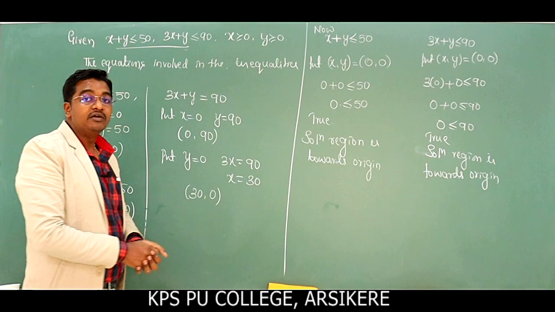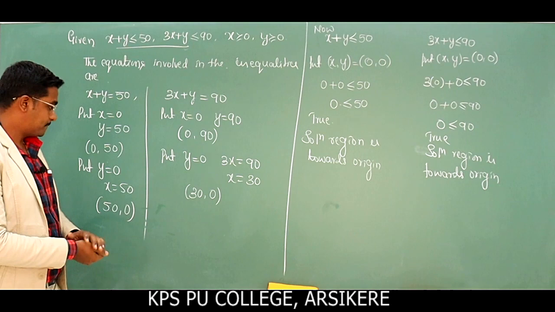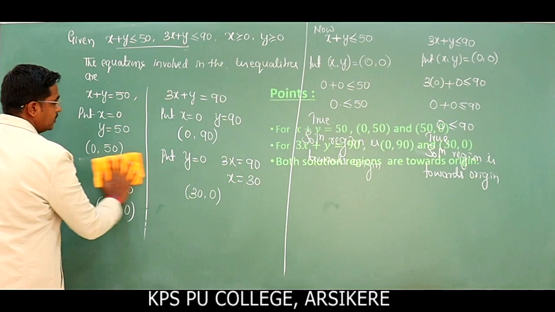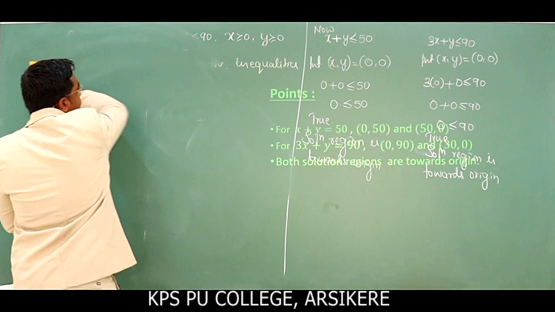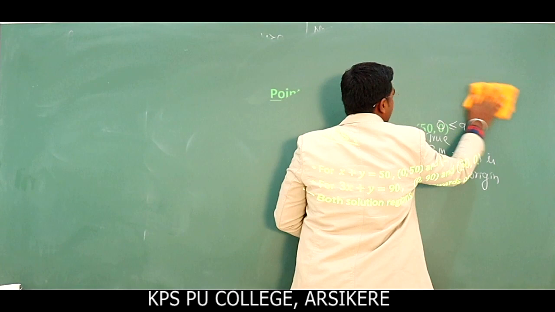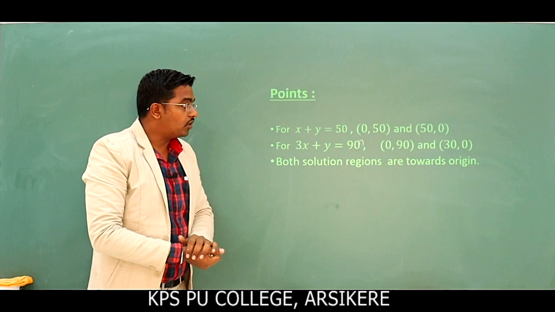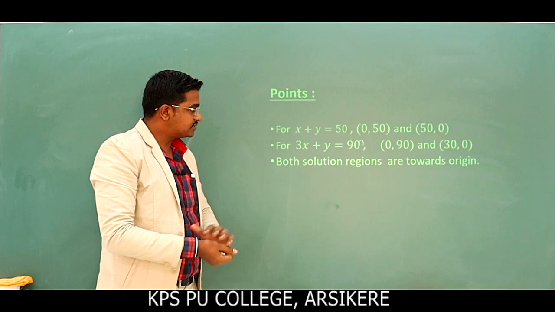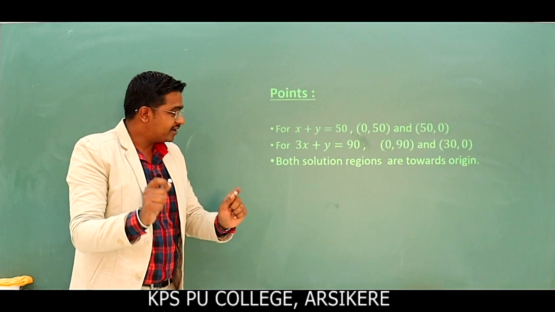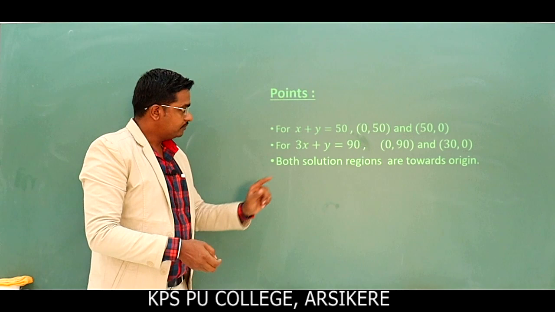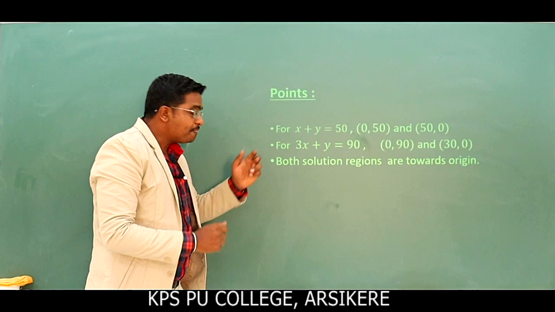So let us draw the graph. Next slide. So what are the points here? Points here for the equation x plus y is equal to 50: we get the points 0 comma 50 and 50 comma 0. And for 3x plus y is equal to 90: the points 0 comma 90 and 30 comma 0. And remember both the solution regions for these two inequalities, x plus y less than or equal to 50 as well as 3x plus y less than or equal to 90. For both the inequalities, the solution regions are towards the origin. Clear?